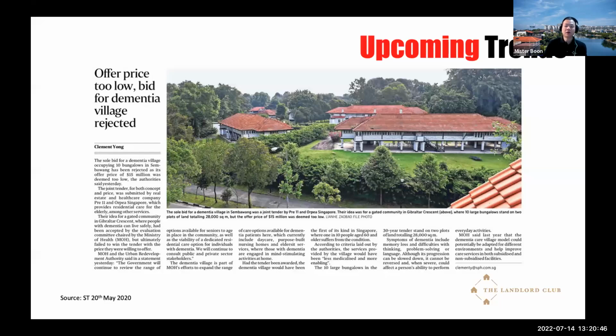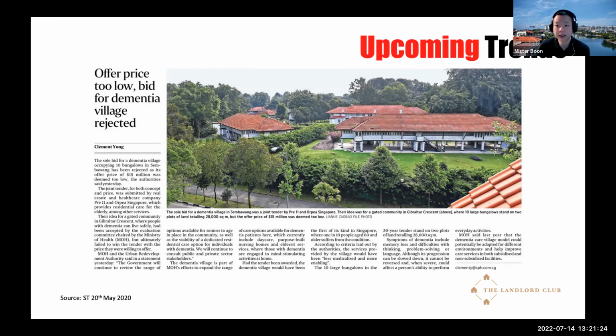Okay, so during the last talk, I talked about these two upcoming trends. First is, as Singapore goes into a more aging nation, there's a lot of things that is coming up, especially for the old folks, healthcare itself. So this is happening during 2020 when there's a land parcel that's given out at Sembawang. Government actually wanted to do a dementia village. Okay, one of the consortium actually bid for it, but government feel that the price given is too low. Okay, so this is one of the things.